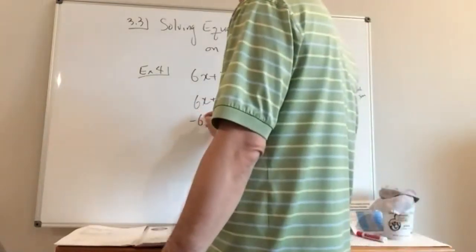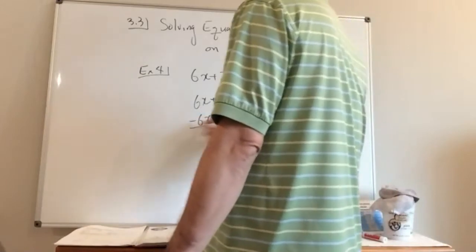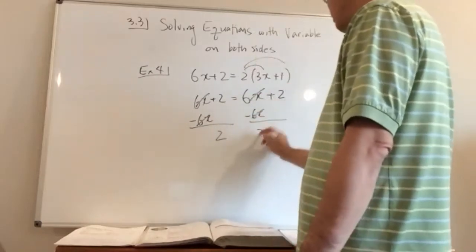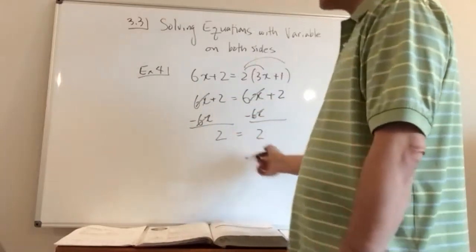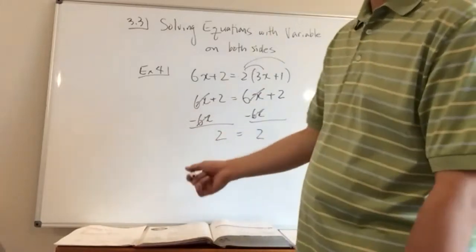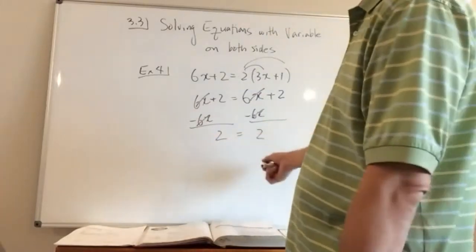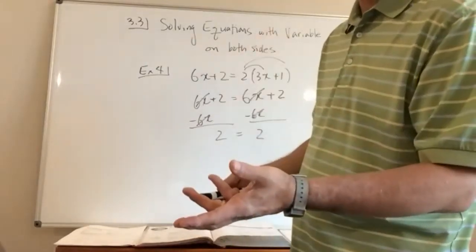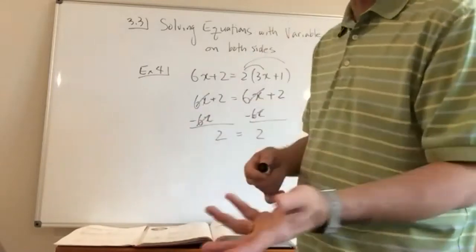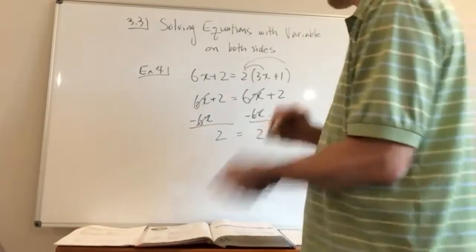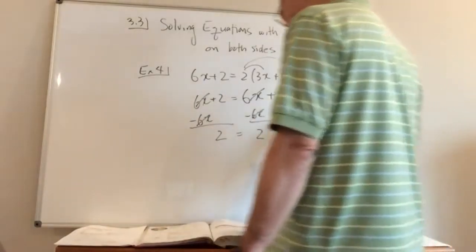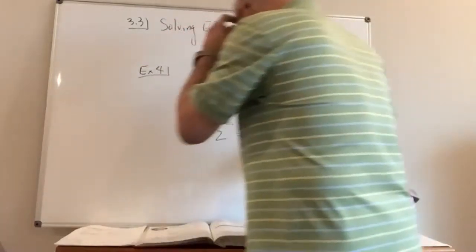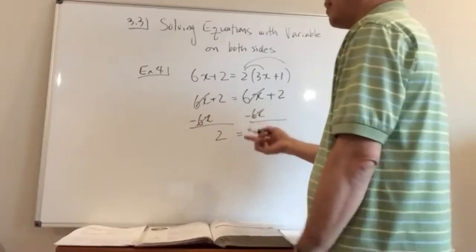So if I subtract 6x on both sides, this goes away, I have 2. This goes away, I have 2. So 2 is equal to 2. When does this happen? This happens every single time, all the time. In other words, it doesn't matter what x is, it works all the time. So on this one, you're going to have infinitely many solutions. That's what we call it in math talk.